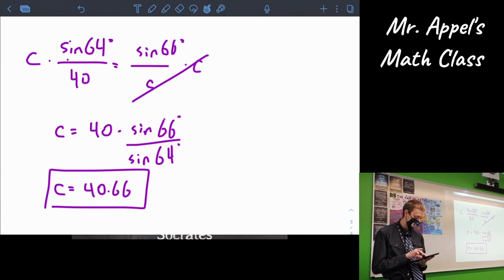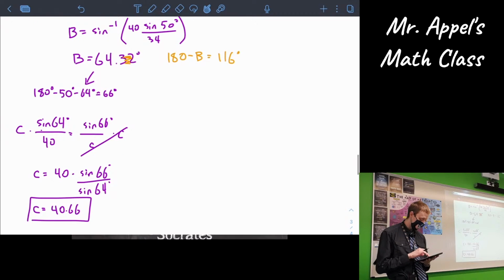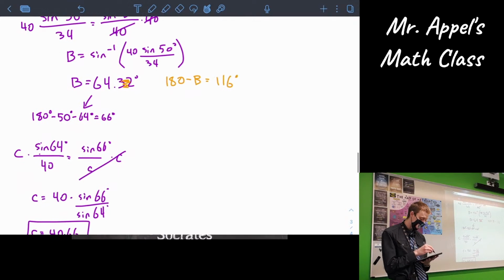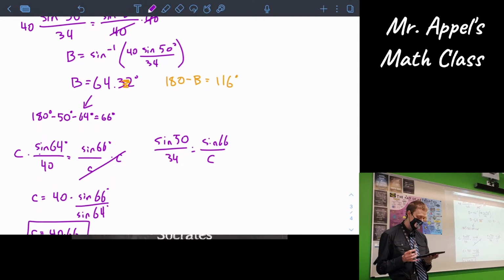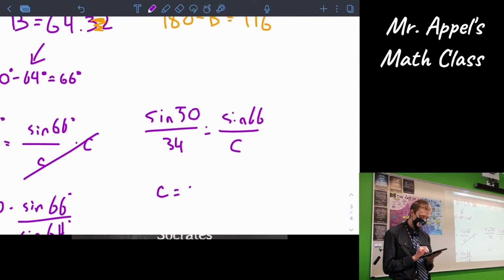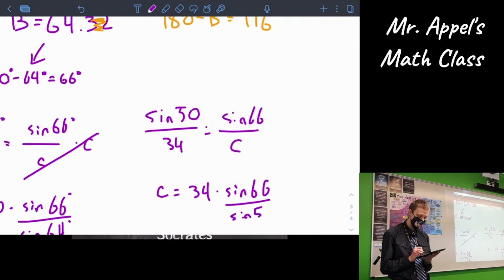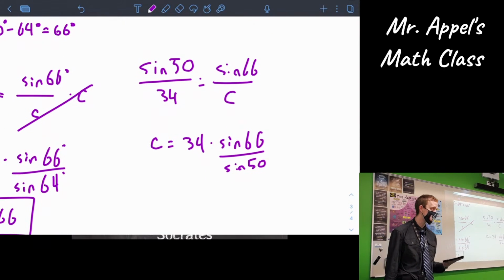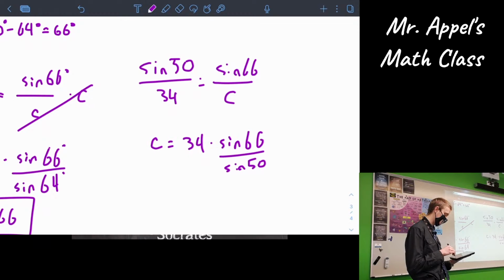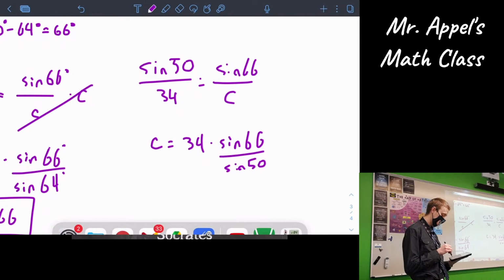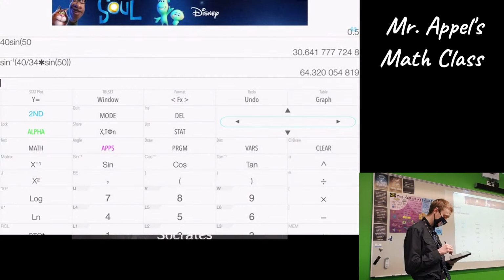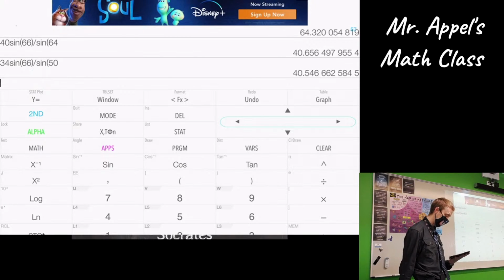What if we used A? A was sine of 50 over 34, because we should be able to go sine 50 over 34 equals sine 66 over C. So then C would be 34 sine 66 over sine 50. Let's try that. That should give us the same answer. 34, 66, close, divide by sine 50. It does.